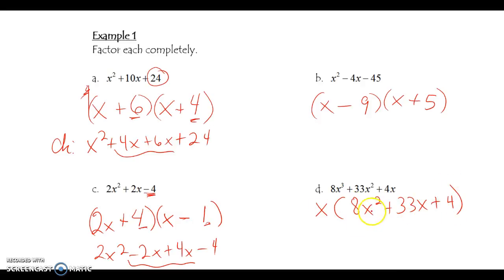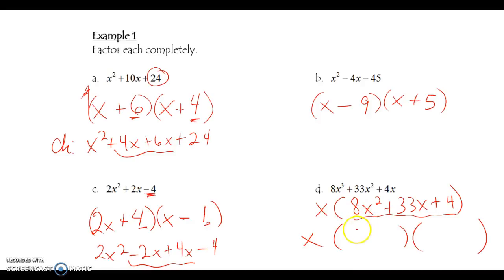See how if we multiplied this, it would just take us back to what was given in D. So now we need to make sure that we consider whether or not this part can be factored further. In other words, can we rewrite this trinomial as a product of two binomials? So we'd have to consider that.